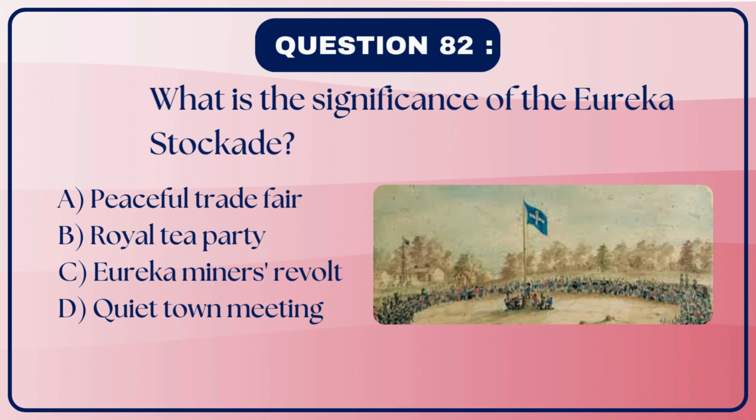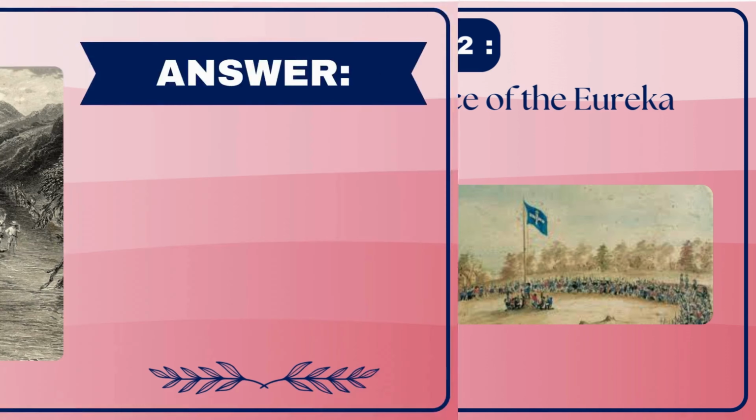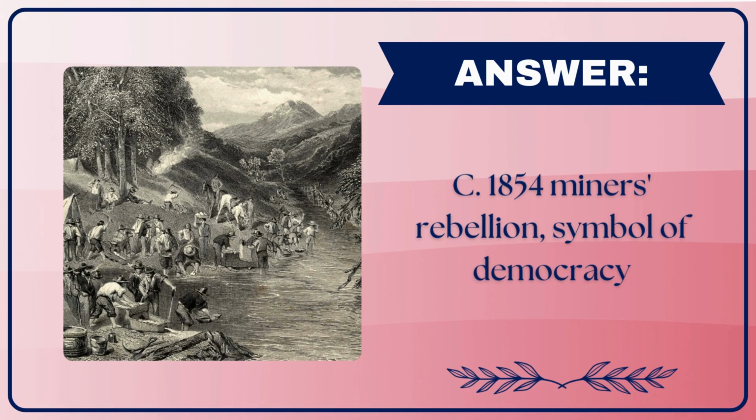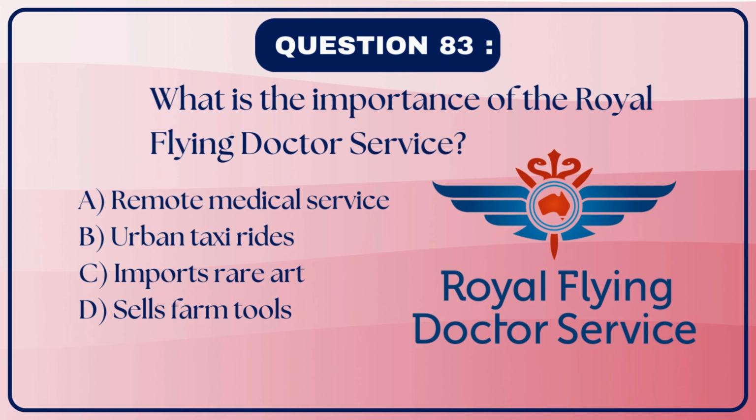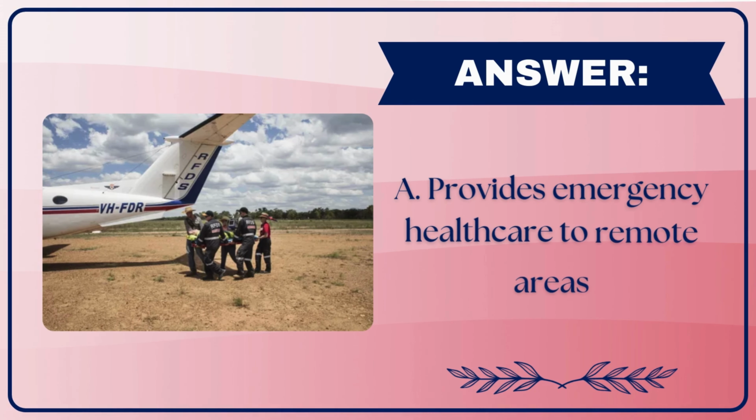What is the significance of the Eureka Stockade? (1854) Miners' Rebellion, symbol of democracy and rights. What is the importance of the Royal Flying Doctor Service? Provides emergency and primary health care to people in remote areas.